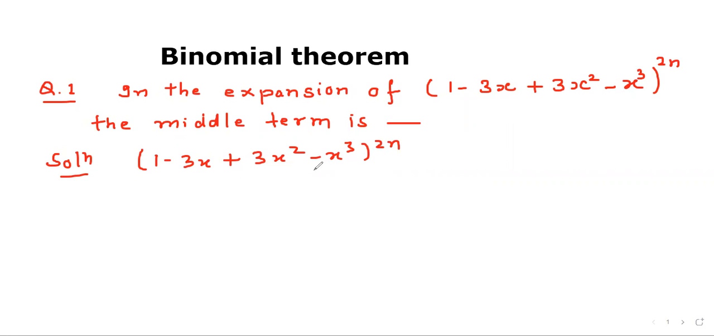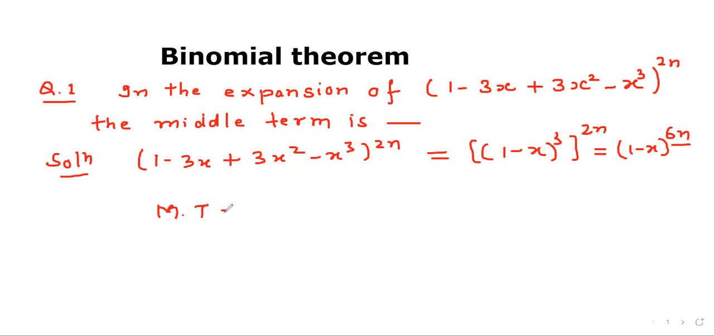If we observe carefully, it is the expansion of (1 minus x) whole cubed. So we write it as ((1 minus x) whole cubed) whole power 2n. So it will become (1 minus x) whole power 6n, and 6n is an even number. So the middle term will be the (6n by 2 plus 1)th term, that is the (3n plus 1)th term. So this is our answer.